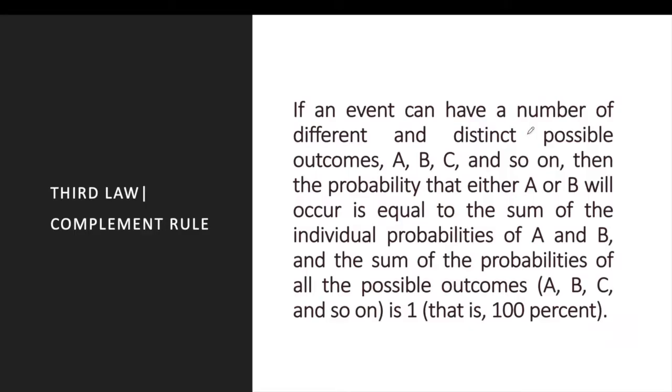Next up we have the third law, which is if an event can have a number of different and distinct possible outcomes like A, B, C, and so on, then the probability that either A or B will occur is equal to the sum of the individual probabilities of A and B, and the sum of the probabilities of all the possible outcomes A, B, C, and so on is 1. That is 100%. Basically, this is something that we have been doing previously. It is the complement rule.